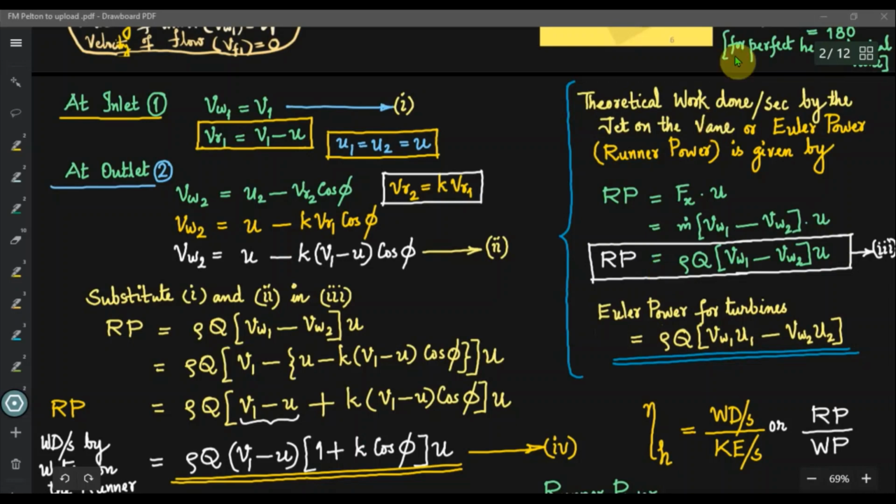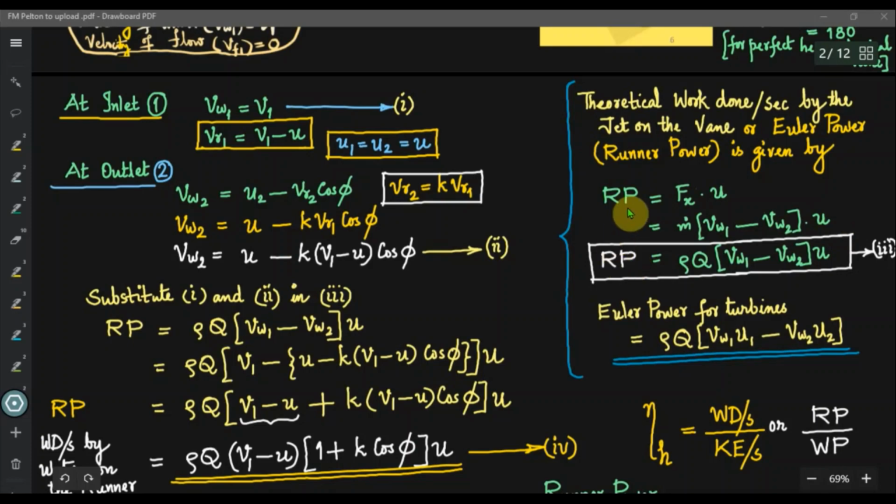Even otherwise, from our basics, the theoretical work done per second by the jet on the vane, which we call Euler power or runner power in this case, is given by the tangential force Fx, or the hydrodynamic thrust exerted by the jet on the vane, multiplied by the velocity of the vane in the x direction. Here the direction of motion also is in the x direction for a horizontal jet. So Fx is m dot into (Vw1 minus Vw2) into u. This relation you can use in this case.